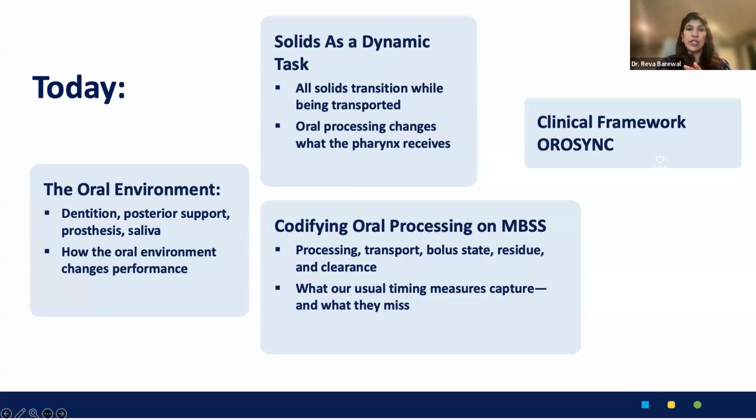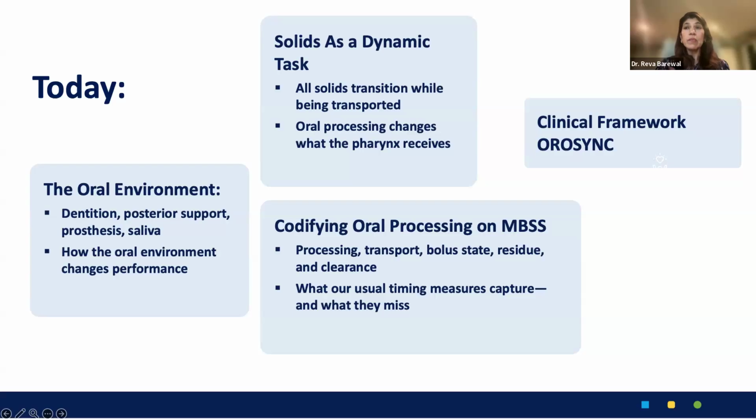And so the third section is going to be really the measurement problem. So talking about the oral processing being dynamic, and what can we look at on the MBSS and how can it be helpful to us? I really want to separate processing from transport and bolus state and residue and clearance in a way that hopefully will be clinically useful for you.